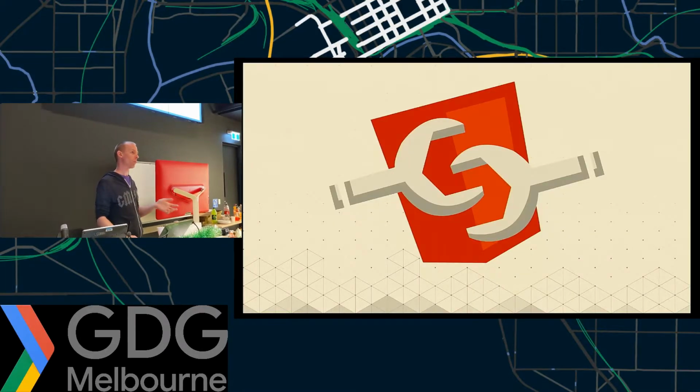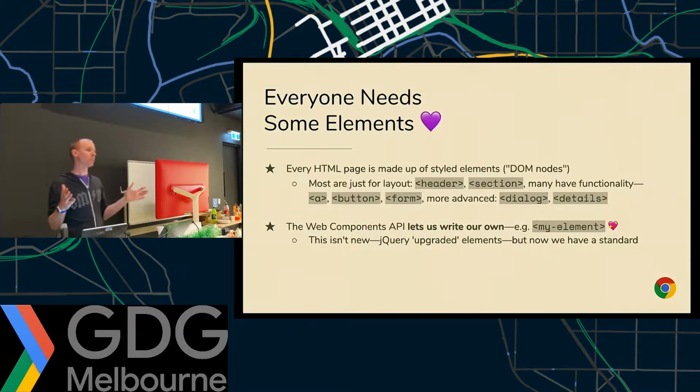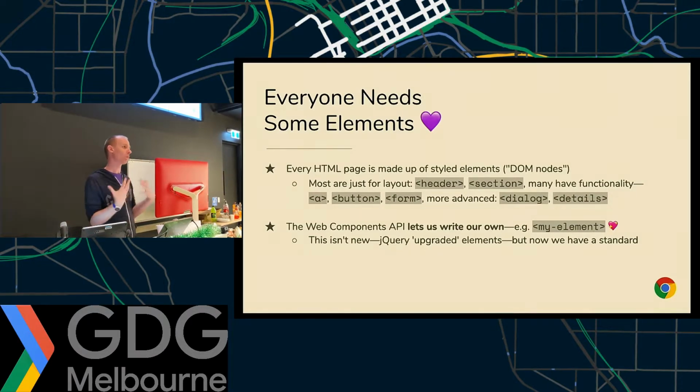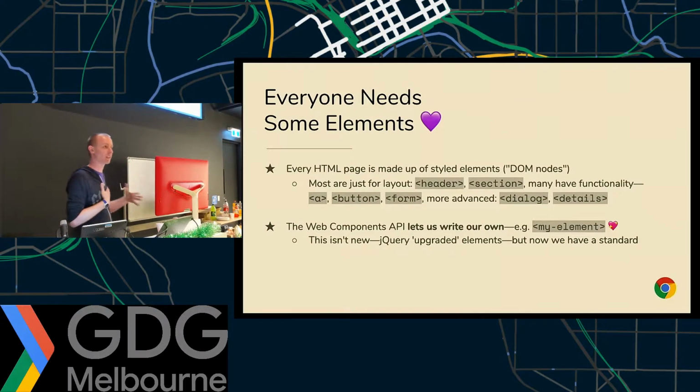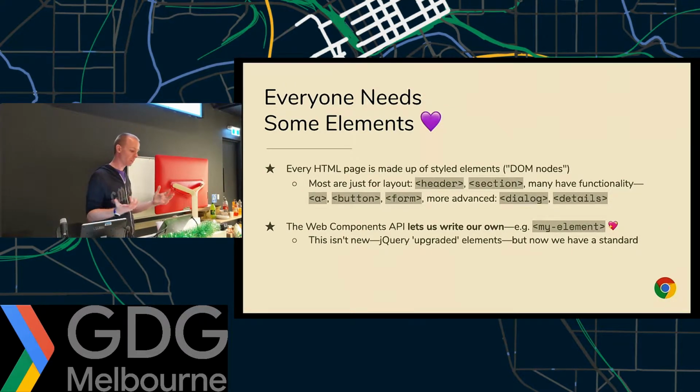So now I want to talk about web components. So everyone knows what a web page looks like. Even if you're not a web developer, you've all view sourced on a page. You know that web pages are made up of nodes, which are XML. So they have nodes like header and section, which are used for layout. And you have nodes like the A, which is for links, buttons for clicking on stuff. There's even some more advanced elements that people don't know about, like the dialog, which is a modal dialog, or the details element, which gives you a little drop down to open it, expand and close something.